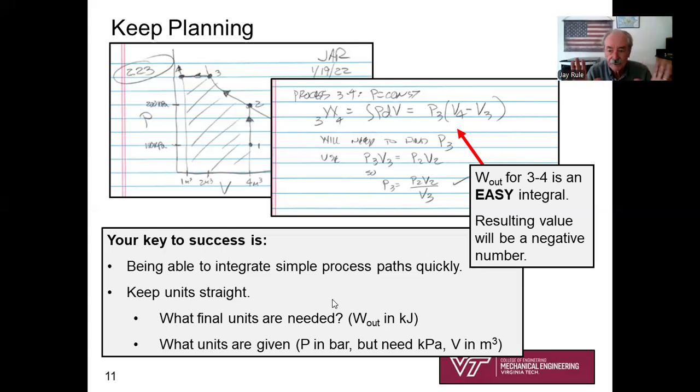Okay, the key to your success in this class: be able to integrate a simple process path quickly, and keep your units straight. We're going to go through that and understand what you're driving for. Work out needs to be in kilojoules. And I'm going to talk in a little detail about when units of pressure are given in bar: you're going to discover that it's very convenient to immediately change pressure in bar to pressure in kPa. Your volume is going to be in cubic meters. Okay, so here we go on the numerics of this.